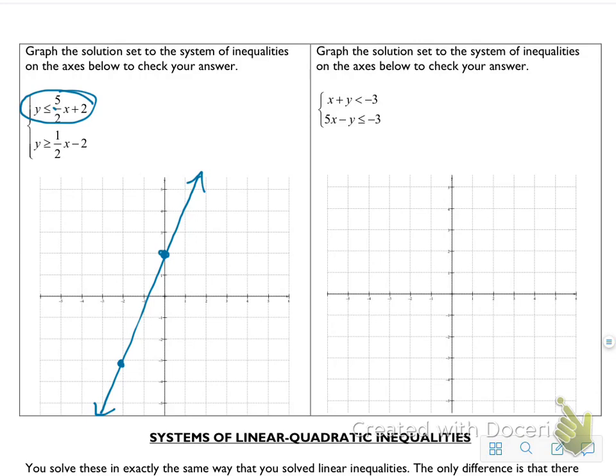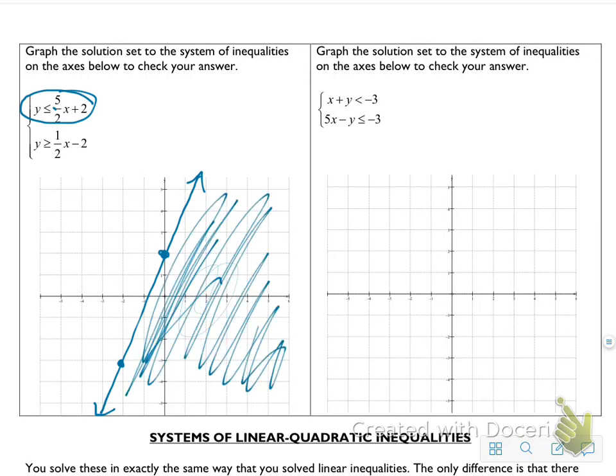Now we have to shade. This was a solid line because it is or equal to, and then we shade. Remember, if it's pointing left, it's less than. Left, less than. Left, less than. That's never going to change. We always have to remember that. So we're going to shade down. Let's go ahead and shade down. So we're in all of this area.